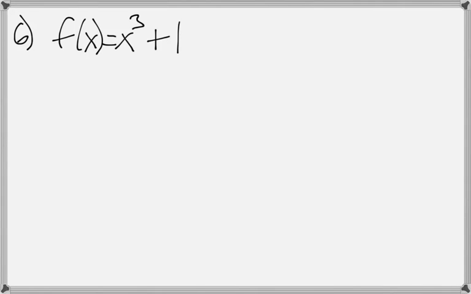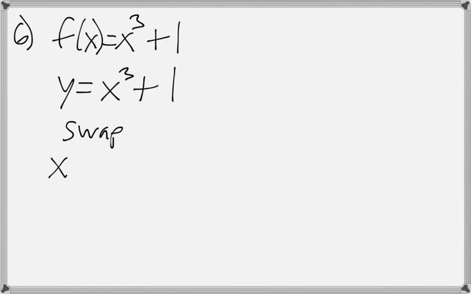On number 6, I'm trying to find the inverse function. So my first step is to take it out of functional notation. So I'm going to rewrite, instead of f of x, I'm going to call it y. My next step is going to be to swap my x and my y.